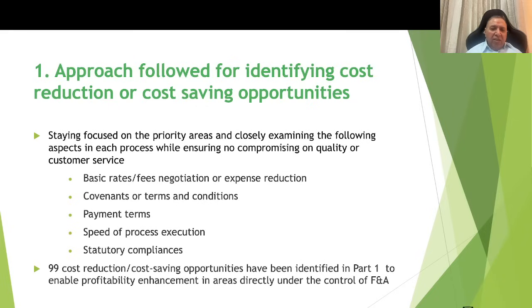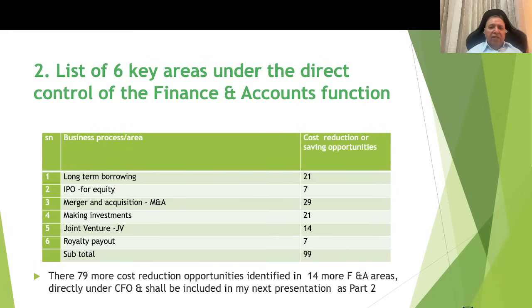The 99 cost reduction opportunities that have been identified in part 1 to enable profitability enhancement in areas directly under the control of F&A. List of 6 areas: one is long-term borrowing with 21 opportunities. In this table, you can see, second is IPO for equity, 7 opportunities. Merger and acquisition, 29 opportunities. Making investments, 21 opportunities. JVs, 14 opportunities. And royalty payouts primarily related to the JV, 7.